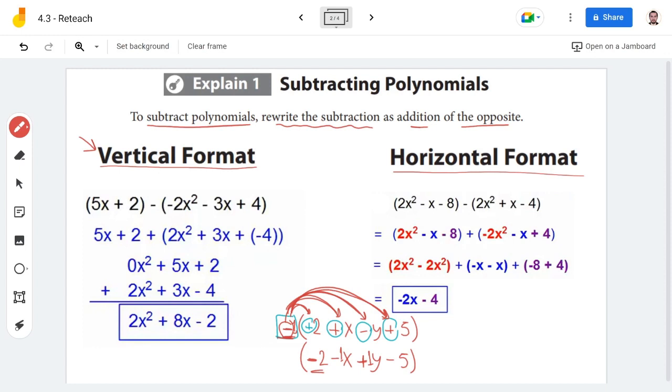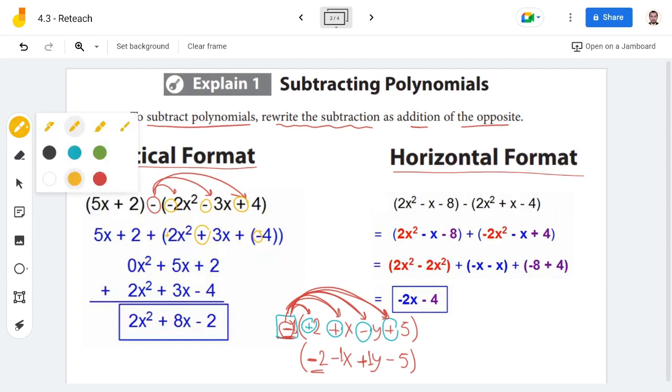Now, look at this question here. We have a negative here, so we distribute it to the whole bracket. So we change all the signs inside. So this negative will be positive. This negative here will be what? Positive. This positive here will be what? Negative.